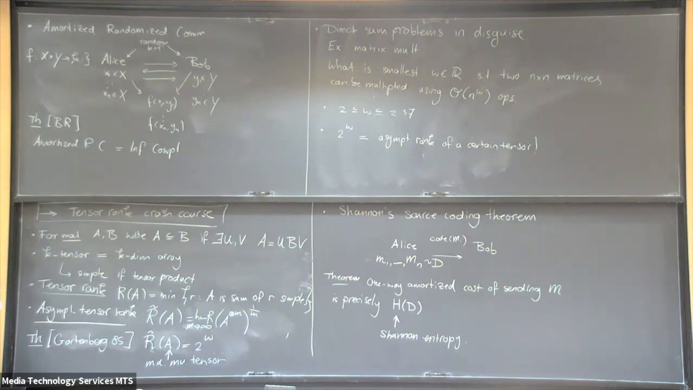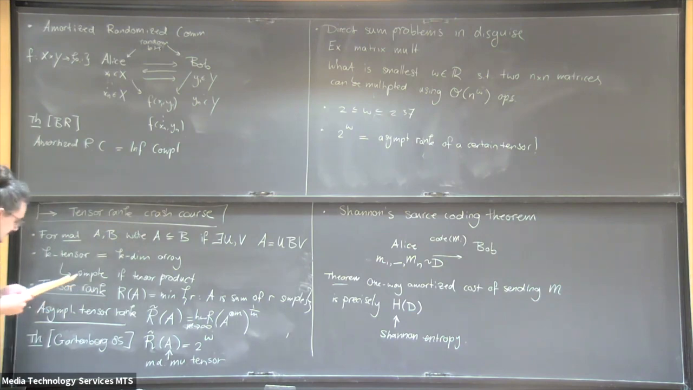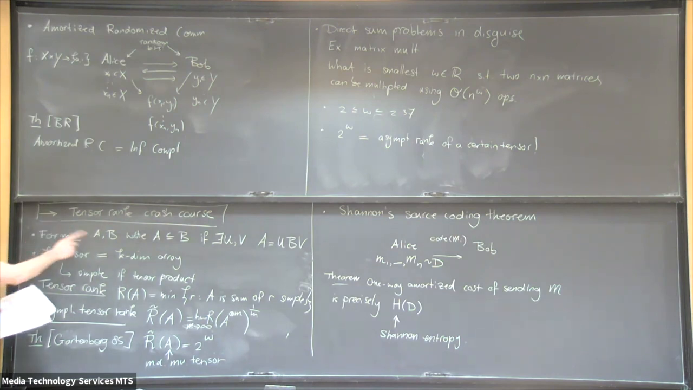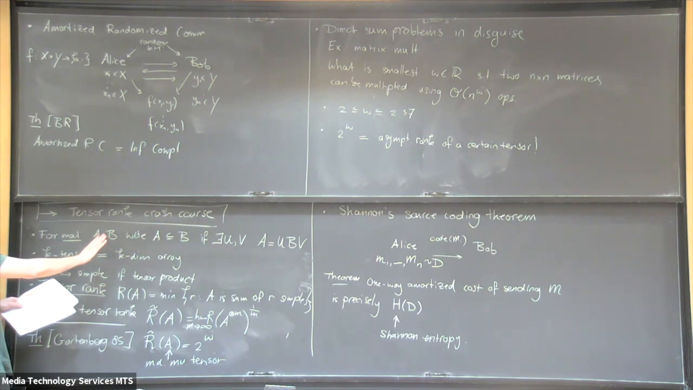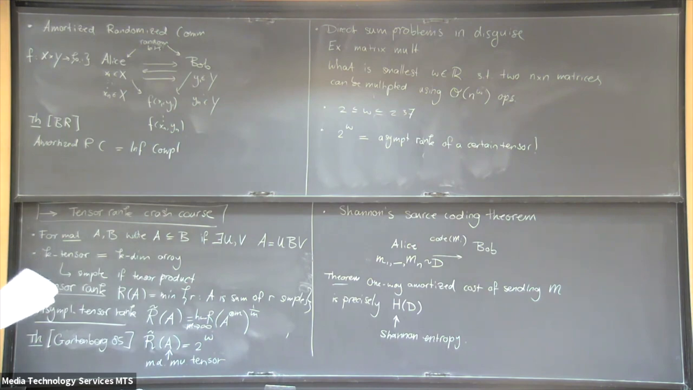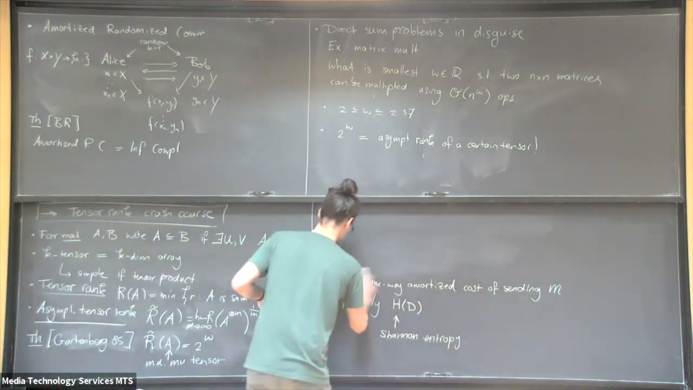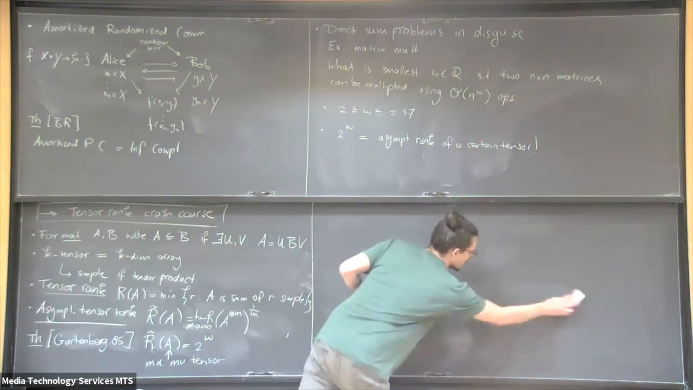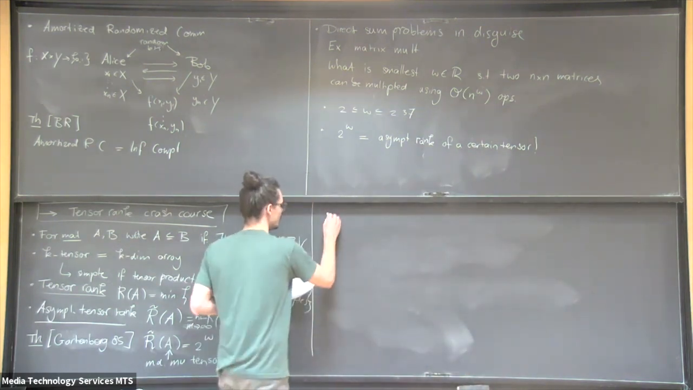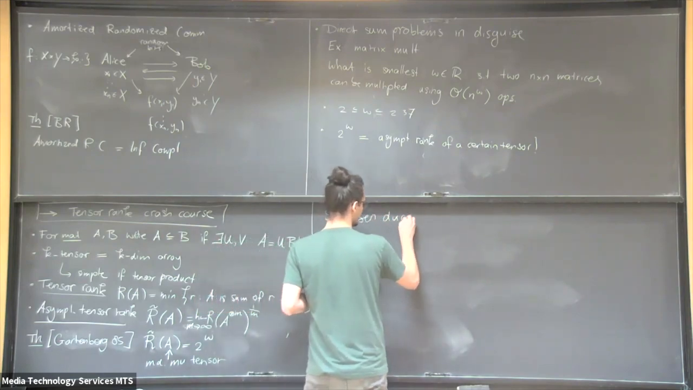And we don't know what it is. Good. So now I can talk about these pre-orders that I was already talking about here. So for matrices, I could say A is at most B if A equals U times V for some other matrices U and V. Now this extends directly to tensors. Yeah, maybe you should say for matrices it's the same as A has the rank at most the rank of B. That's right.